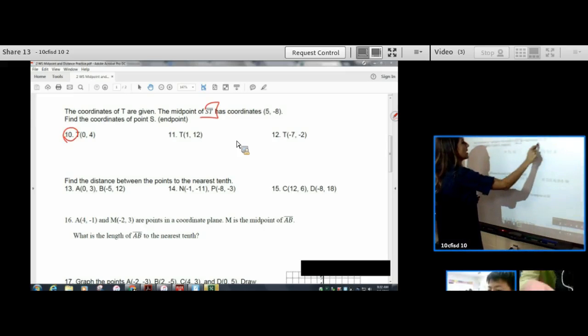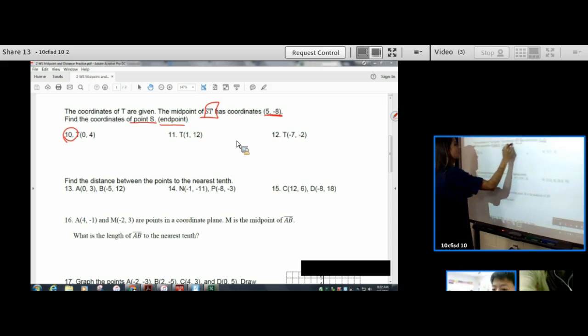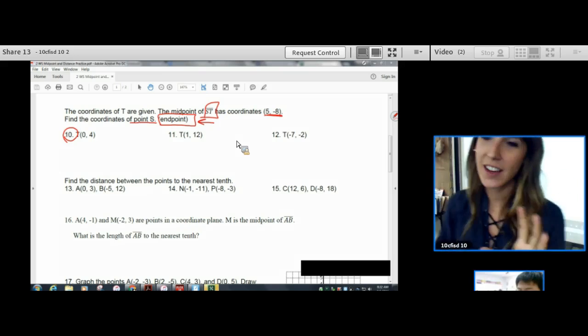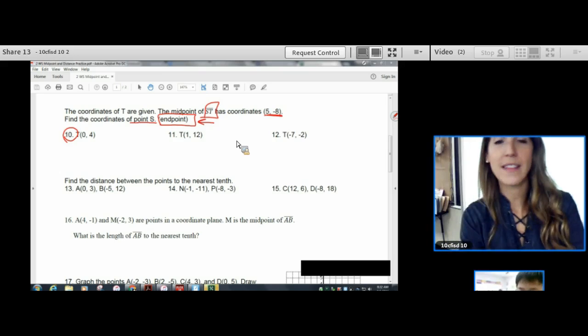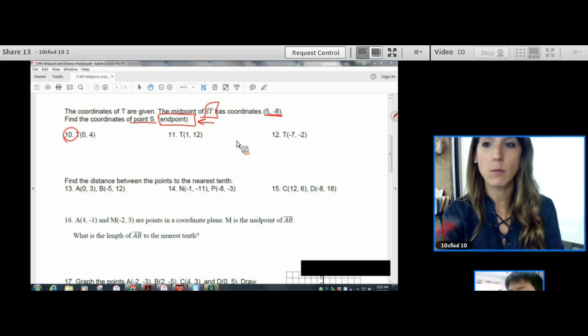of ST has coordinates 5, negative 8. Find the coordinates of point S. I even gave you a hint. End point. So we did that at the very last of our lesson, I think, on Friday. So we know to find the midpoint, there's a midpoint formula. And we could use that formula and work backwards.